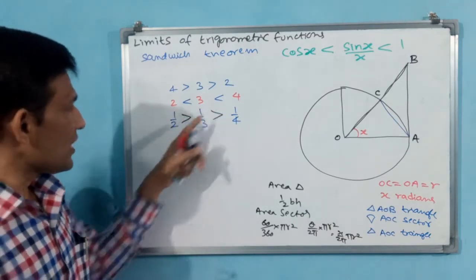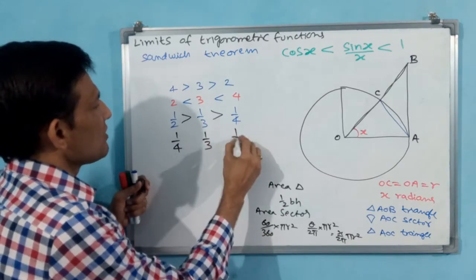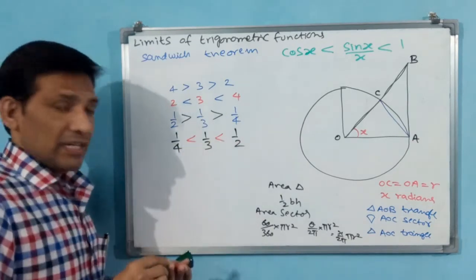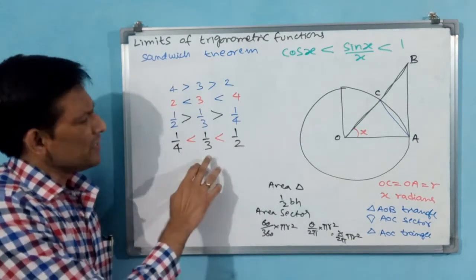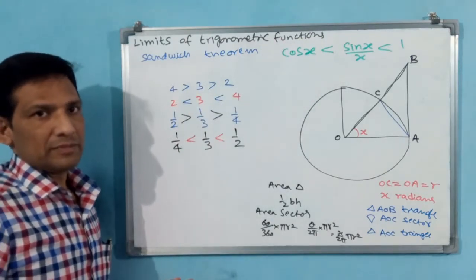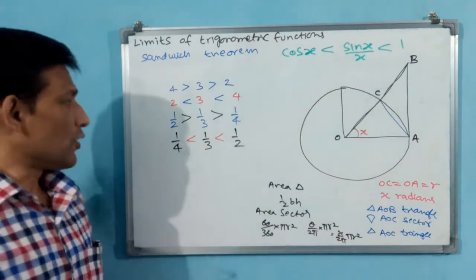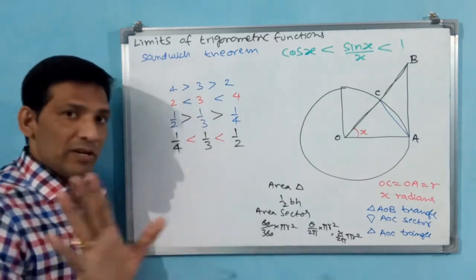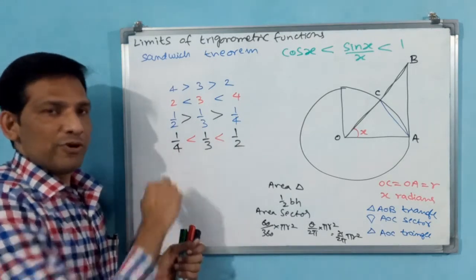But if you want to keep the same symbols, then you have to write 1 by 4 on this side. 1 by 3 will be in the center only, and 1 by 2 will be here only. Then you can write it like this. That means 1 by 4 is less than 1 by 2. You compare only these two, first and last. When we are talking about a sandwich, the middle is always in between. The reciprocal in between is earlier 3, but now 1 by 3, but always between the two. Only the extreme ends are going to change.